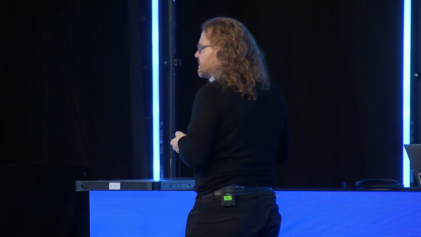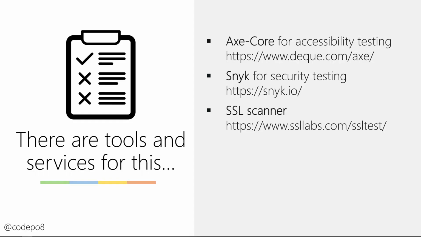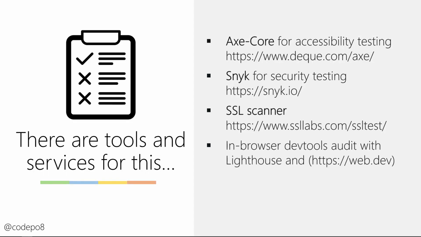And there are great tools and services for this. There's Axe for accessibility testing, there's Snyk for security testing, there's SSL Scanner for checking the setup of your server, there's in-browser developer tools with auditing and Lighthouse, now at web.dev as well since the last Google I/O. And there's webhint.io, which is an all-in-one solution. I'm going to talk a bit about this, and I'm going to be at the booth all day today and tomorrow as well, if you want to have some demos of that.